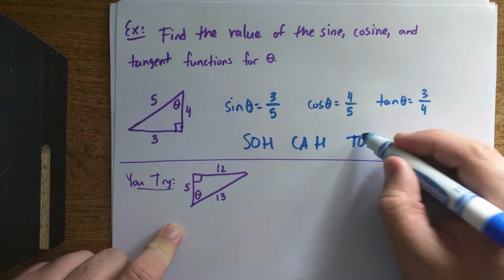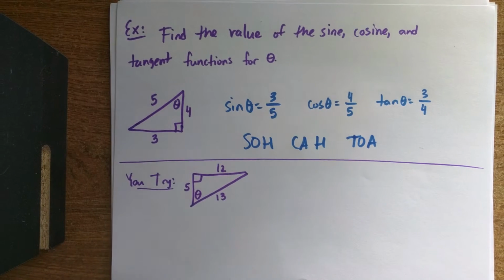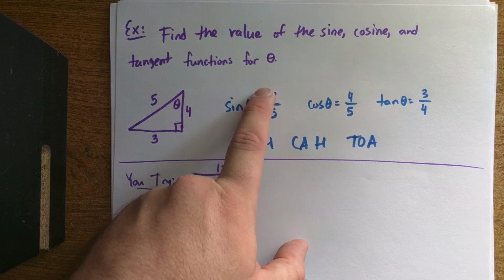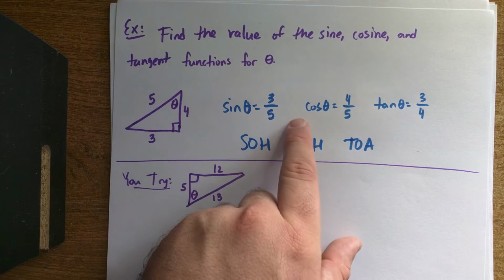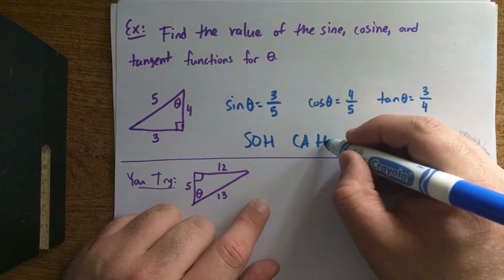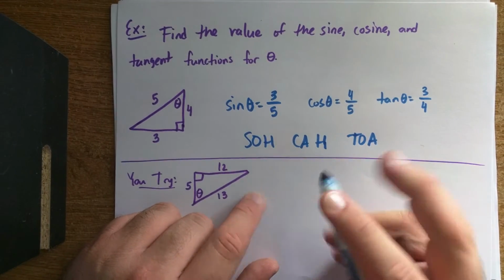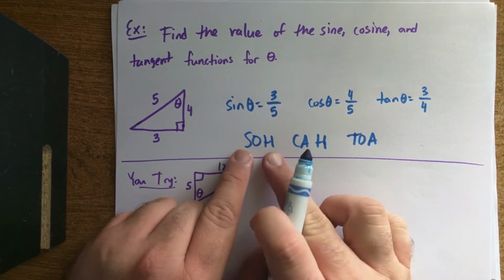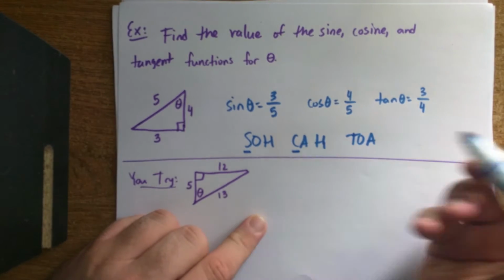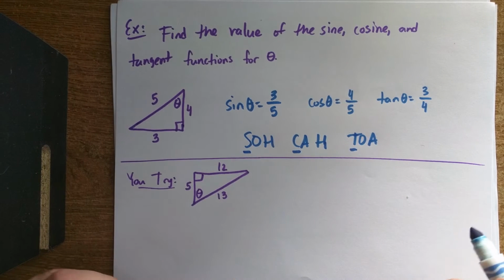SOHCAHTOA. One way to help you remember what goes over what, like you know how we said sine theta is opposite over hypotenuse, and we said cosine is adjacent over hypotenuse. Well, one way people remember it is they remember SOHCAHTOA. See how I divided it into three parts? Well, the S stands for sine, the C stands for cosine, the T stands for tangent.